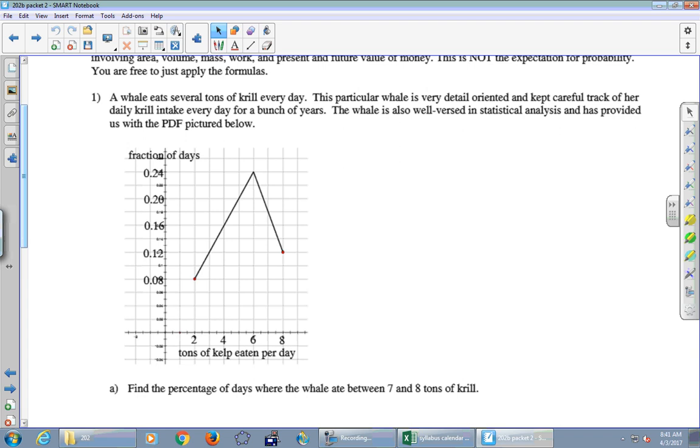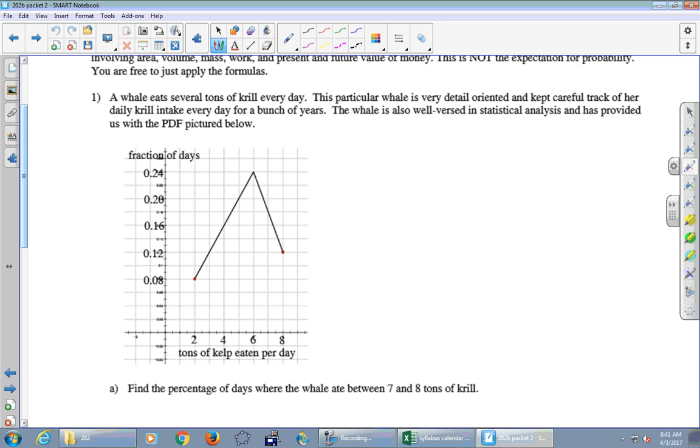In the activities on page 78, you've got this PDF pictured here, and it has to do with tons of kelp eaten per day by a certain whale, and on the vertical is a fraction of days that the whale ate that kelp. And so, I do want to highlight that you do not have to do any slicing for probability formulas. For probability, you just get to use the magic integrals. It's one of the few places where you don't have to slice.